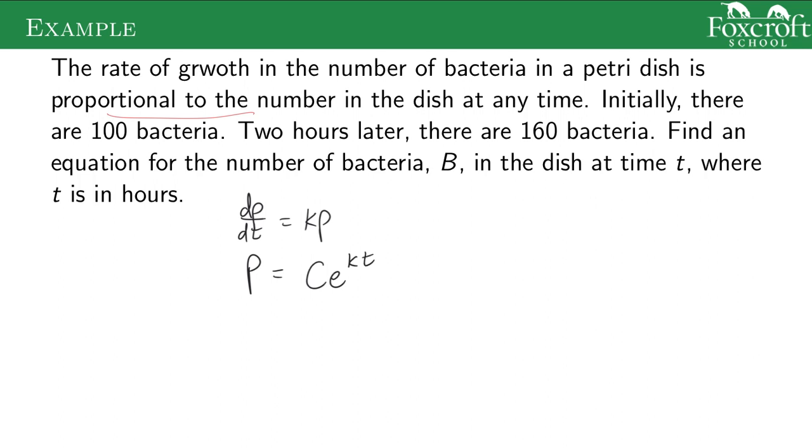But they're giving us more information, so they want us to figure out what c and k are. The first thing says that if we have 100, so 2 hours later, so that's when t is 2. We don't know c yet. The population is 160. Oh, I actually went ahead too far, because there's more important information. Initially, there are 100 bacteria, so that means when t is 0, let's do that over here.